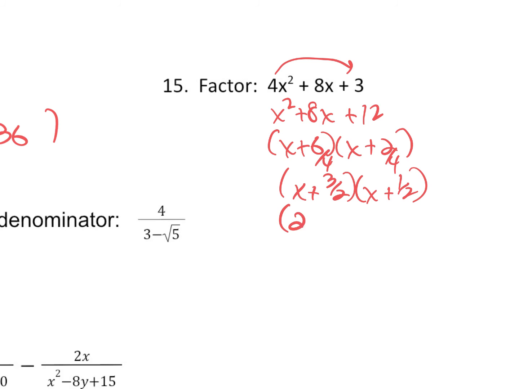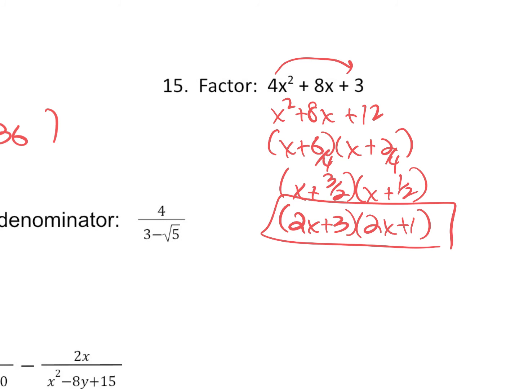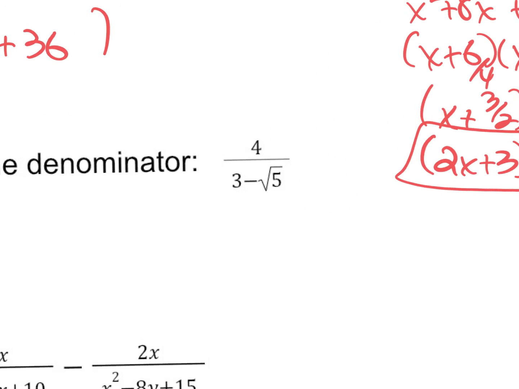So I'm sliding the 2 back in front of the x in both parentheses. Now, there's your final answer. If you want to, you could do FOIL right there. If you do FOIL and check your answer, you should get right back what you started with.